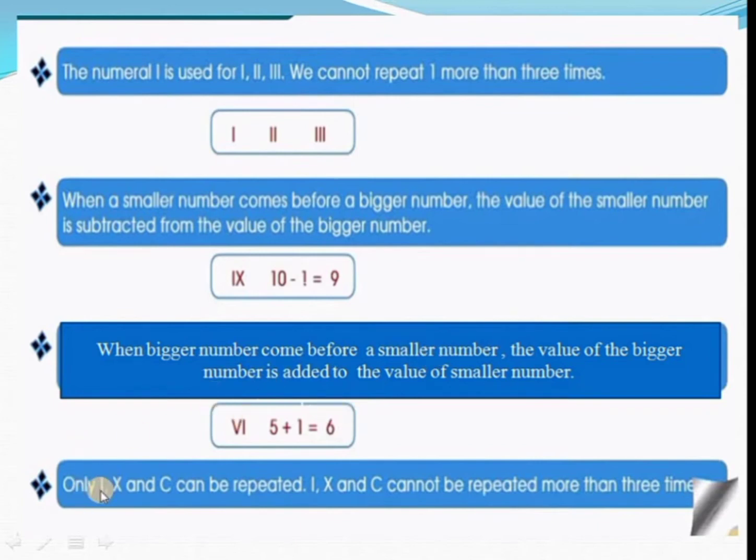Only I, X and C can be repeated. I, X, C cannot be repeated more than 3 times. Understood? You should repeat only 3 times. If you repeat more than 3 times, it is not a Roman numeral.